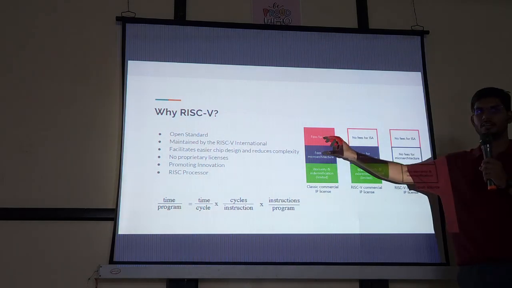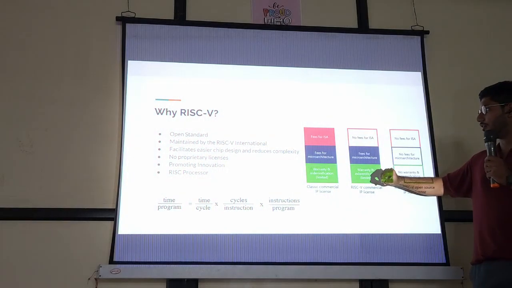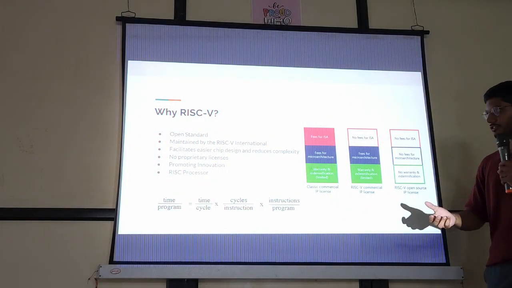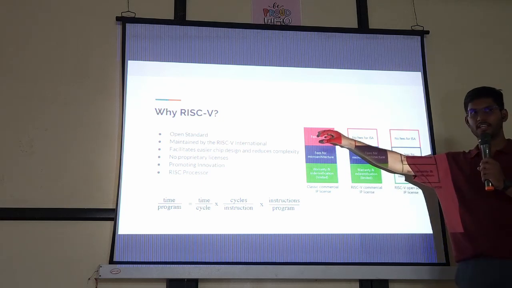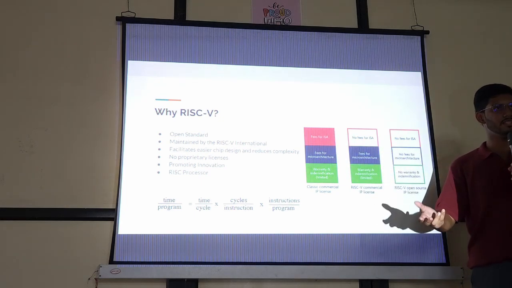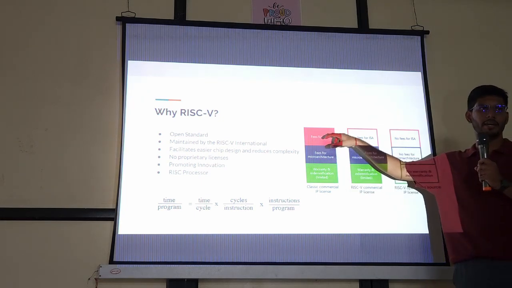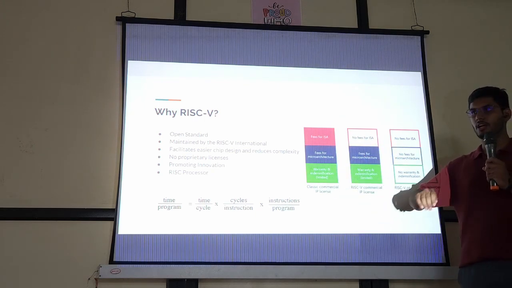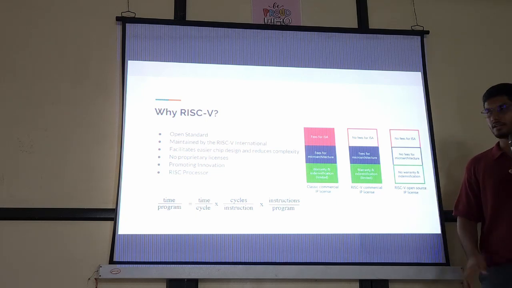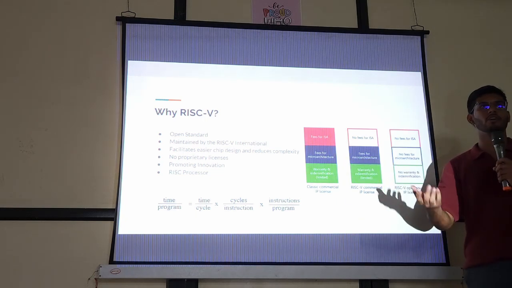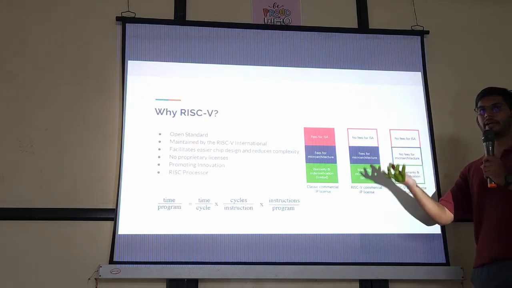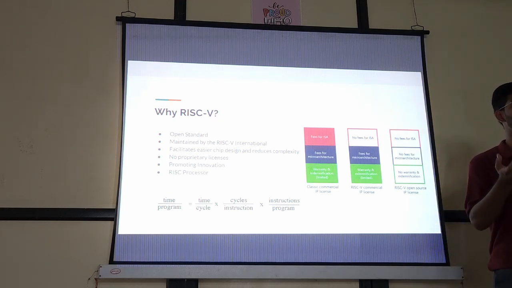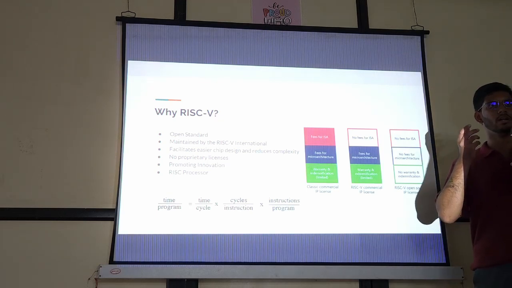So here is a brief diagram of what we get when we are using RISC-V. Unlike other traditional ISAs like x86 and ARM, where we need to pay hefty fees just to use the ISA. I need to pay some fees to either ARM or Intel or AMD. Then there are fees for microarchitecture. By microarchitecture, we mean the cores of that particular platform.